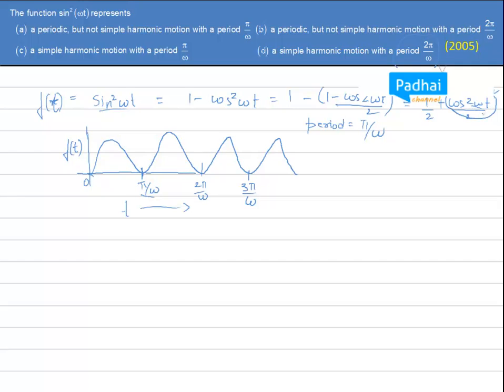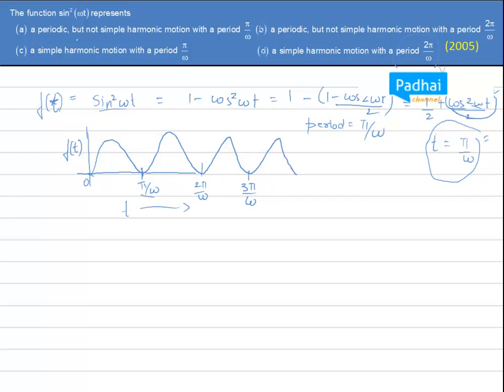So we can see over here, if t becomes equal to pi by omega, this will become cos 2 pi, and after an interval of 2 pi cos repeats itself, right? So that means the time period is pi by omega. So these are the two ways we can calculate the period. So we have eliminated B and D. Now we have to see between A and C. So what is the difference?